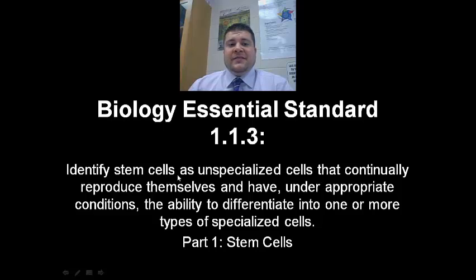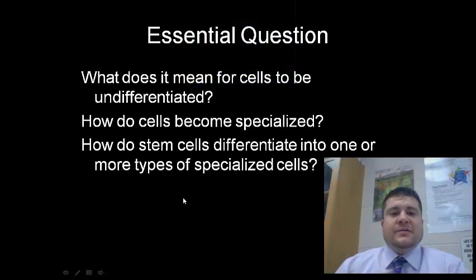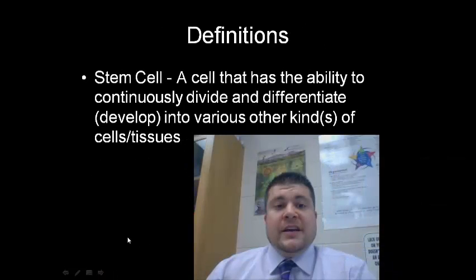We're going to be able to identify stem cells as unspecialized cells that continually reproduce themselves and have, under appropriate conditions, the ability to differentiate into one or more types of specialized cells. So this is the first part of this standard, and we're going to learn about the stem cell. Next we'll be learning about the specialized cell. But we need to find out what stem cells mean when they are undifferentiated. We also need to learn how cells become specialized and how cells differentiate into one or more types of cells. And so the first thing we're going to need to look at is our definition for stem cell.